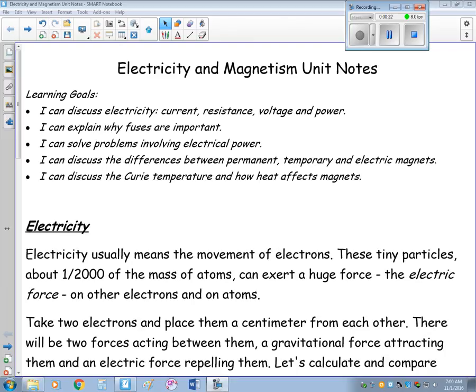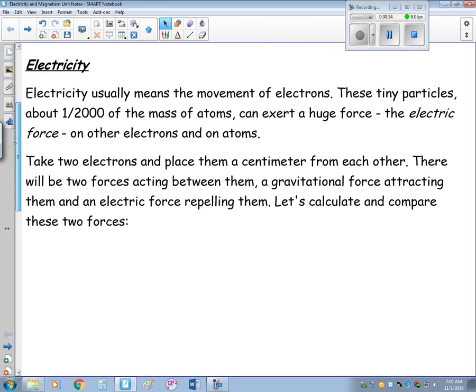Then I want you to be able to discuss the differences between permanent, temporary, and electromagnets, and then discuss the Curie temperature and how that affects magnetism. So let's get started. Electricity. This usually is the movement of electrons.